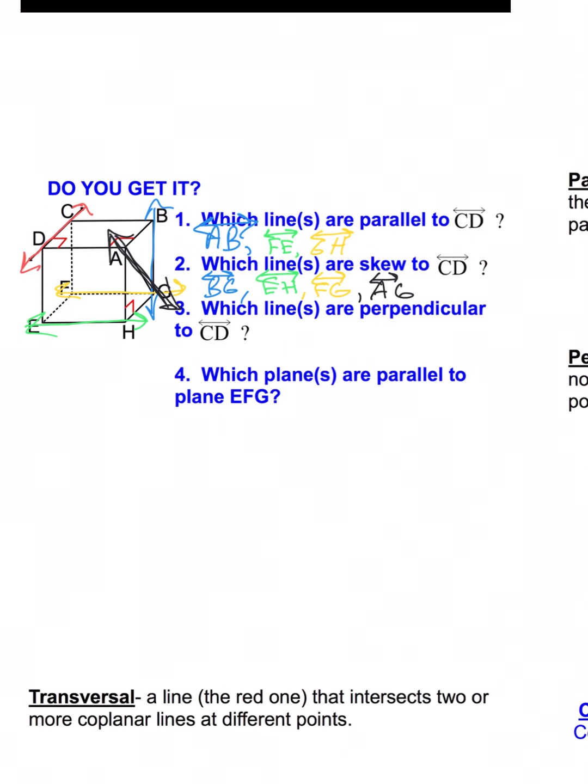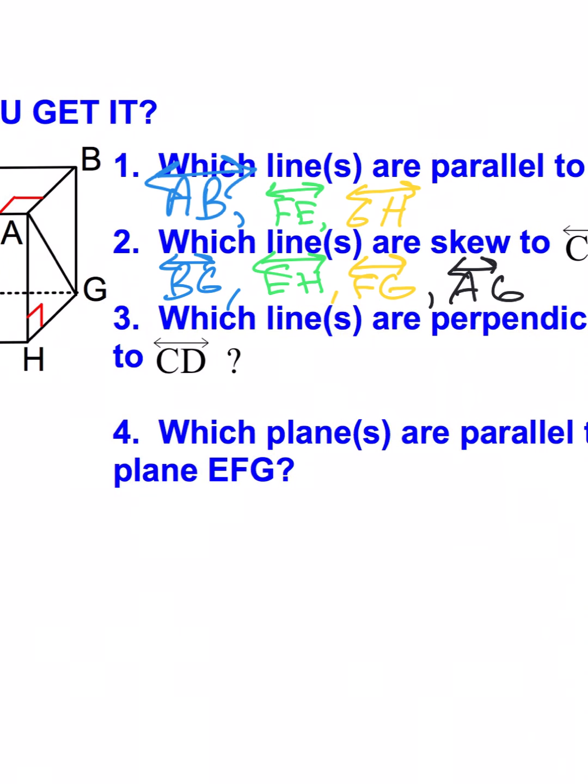Okay, now we have which lines are perpendicular to CD. Looking at CD, remember perpendicular means that they make a nice right angle. Remember the upside down T means that they are going to make that right angle, that 90-degree angle. So we always have the box. So I've got CD and AD. I know it's not actually a line, it's a line segment, but I'm going to write it as a line since it did ask for which lines are perpendicular.